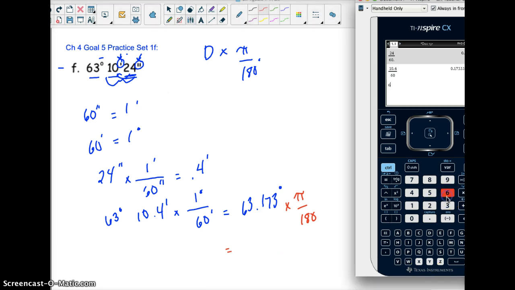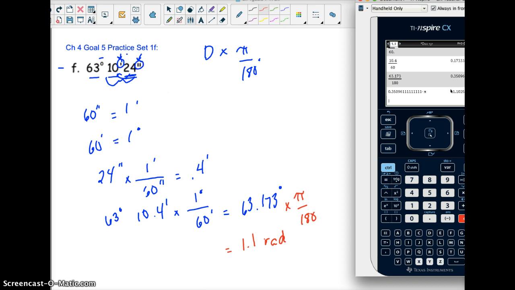So definitely let's use our calculator for that. 63.173 divided by 180, and then multiply that by pi. Gives me 1.1 radians. And remember, you do not have to write RAD after it, but you're welcome to if you'd like to.